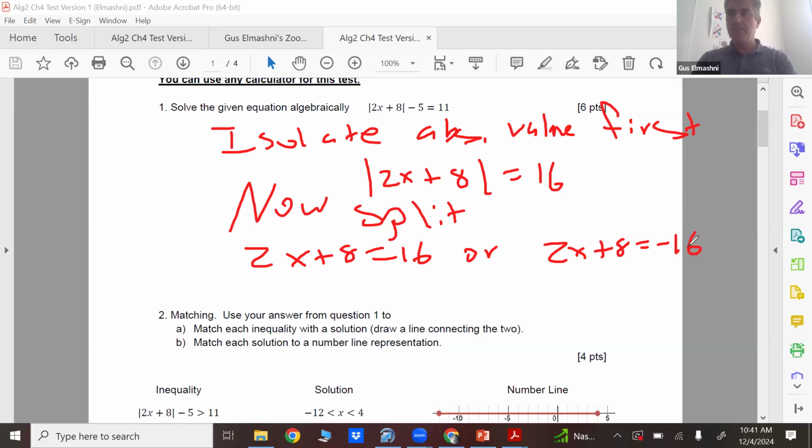But wouldn't it be the components inside the absolute value? Exactly. Yeah, it could be -16, of course. So this entire thing on the inside of the absolute value could be -16. Because if that's -16 on the inside, what's the outside? 16, and 16 minus 5 gets me 11. Yeah. So what you want to do is move that 5 over first, then split. You have to isolate the absolute value first.